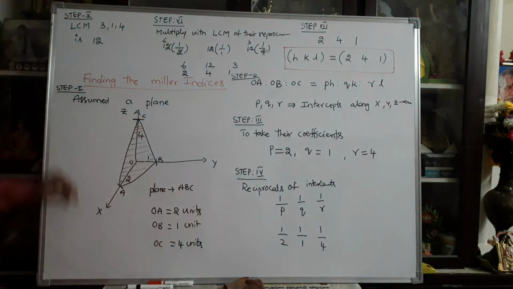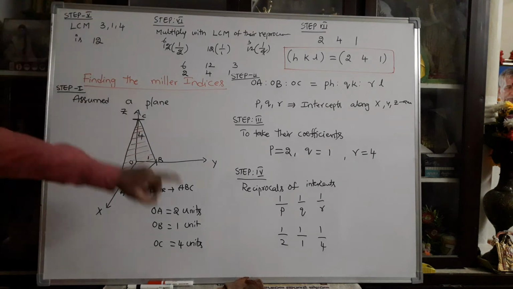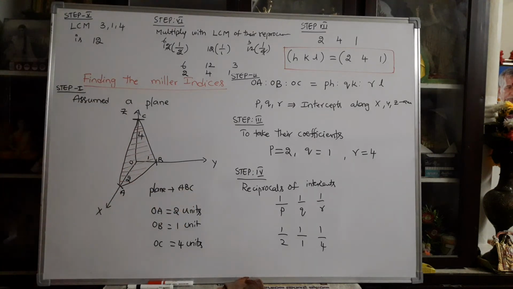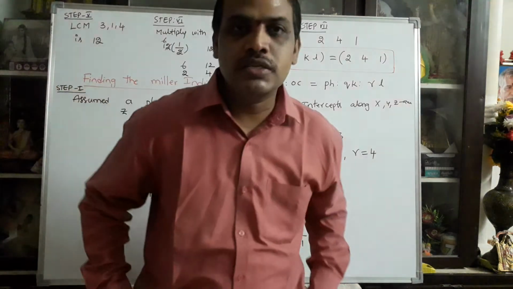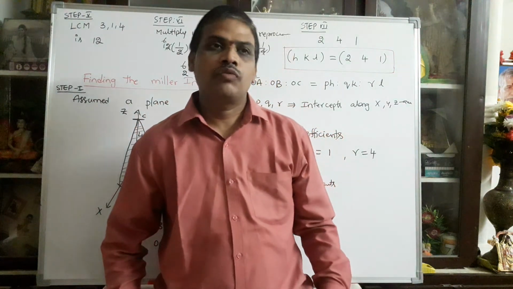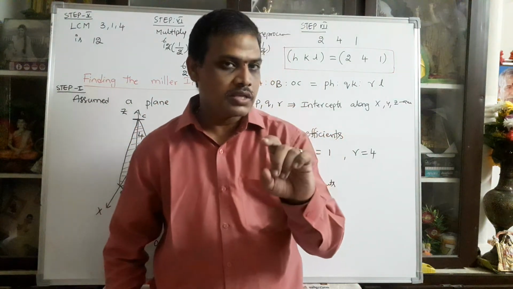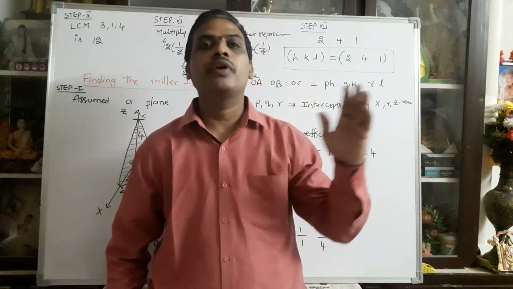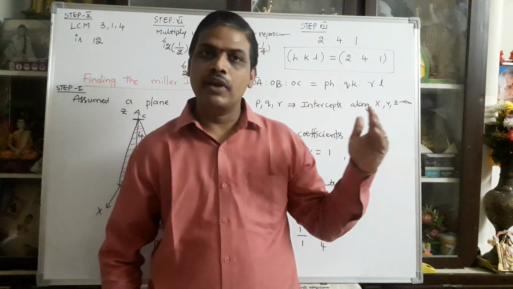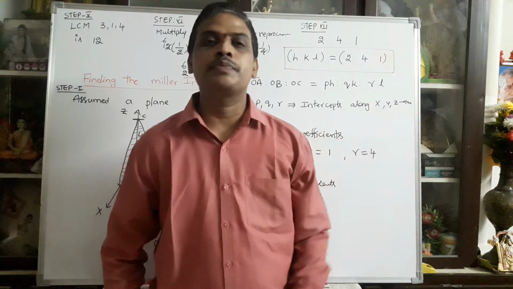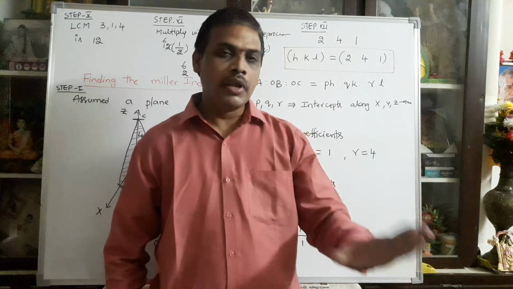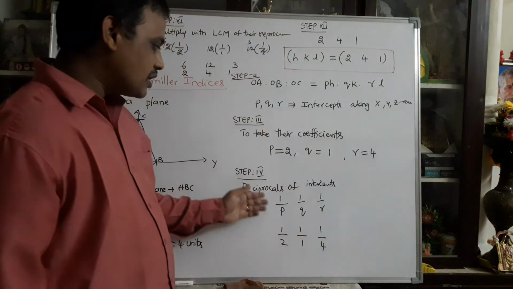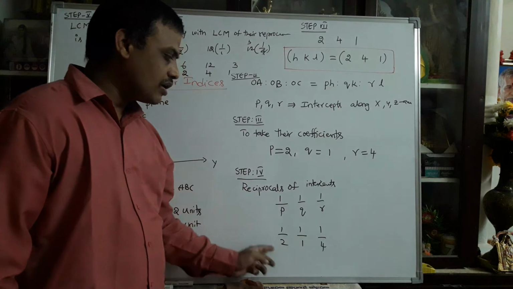After completion of step number 4, go to step number 5. You take the denominator values. For the denominator values, you calculate the LCM. Why are you calculating the LCM? Miller indices are nothing but the smallest numbers. What actually are the Miller indices? Miller indices are nothing but the reciprocals of intercepts converted into the smallest numbers or smallest integers. Particularly, integer values are the Miller indices. But according to Miller indices, you are taking the reciprocal of intercepts, which are fractional values.